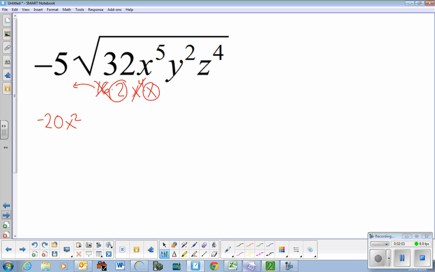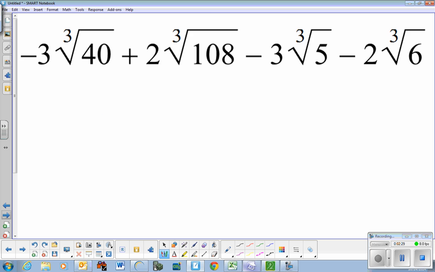Y squared, since it's even, make sure you cut it in half. Writing a y squared on the outside would be a common mistake. Z to the 4th, z squared on the outside. The 2 and the x that were not part of perfect squares have to be inside. So here's our simplified version. We don't want stuff under the radical if it can be outside the radical. That's what makes it simplified.